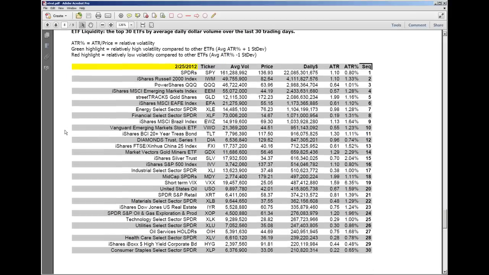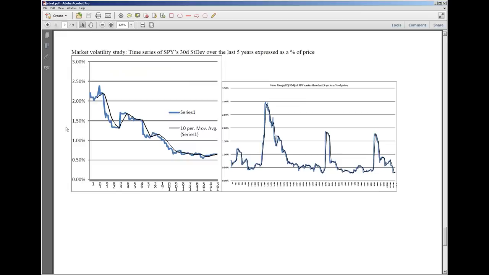Looking at the liquidity, let's go through that one. Here's a new chart I've added. I've been tracking this for about a year, and it's important enough to share, so I will keep this in the weekly. This is a market volatility study, a time series of SPY's 30-day standard deviation over the last 5 years, expressed as a percentage of price. So it's a measure of volatility. It has a slightly longer look-back period than the ATR percentage.